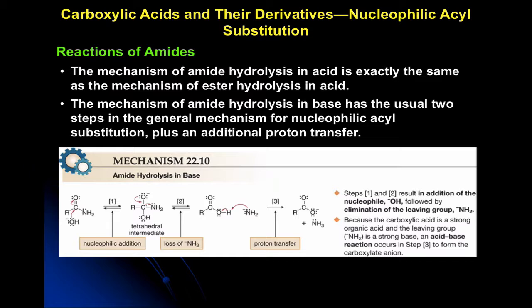The mechanism is pretty straightforward. The hydroxide under basic hydrolysis will attack the carbon of the carbonyl, break the weak pi bond. You end up with a tetrahedral intermediate. The intermediate then collapses and you lose amide, NH2 minus, which is a strong base, by the way, and will quickly deprotonate the resulting carboxylic acid to give ammonia and the carboxylate anion.